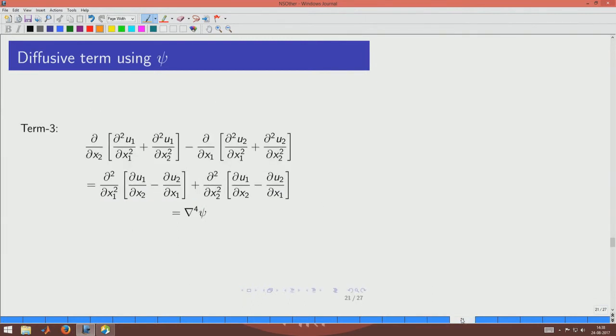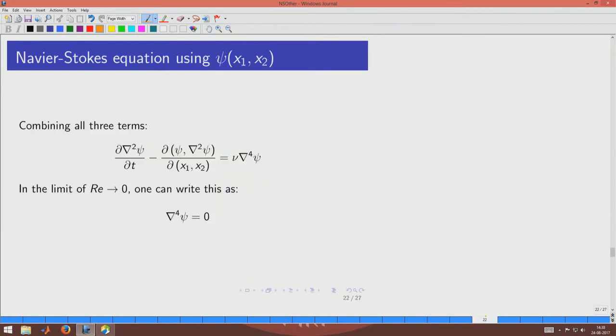And the last term, the diffusive term, that also can be modified. So, you have got the diffusive term here. You just simply directly multiply it in and then take the x 1s out and then collate, and you would see that that comes as nabla fourth of psi, that is the Laplacian operator coming twice with respect to psi. Okay. So, when you put all these three terms together, you see how the Navier Stokes equation has been transformed.